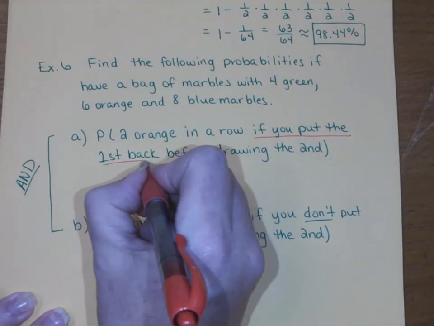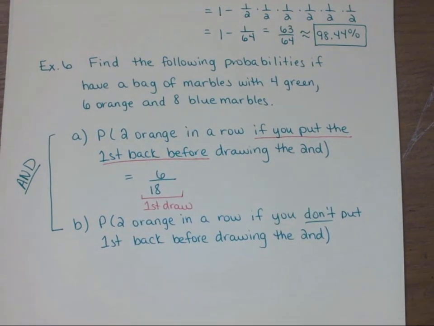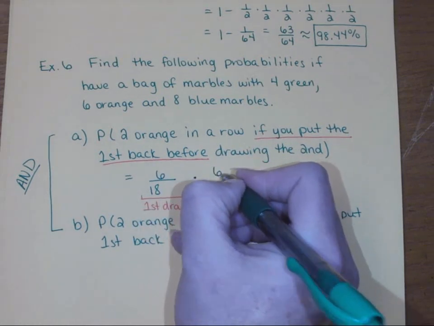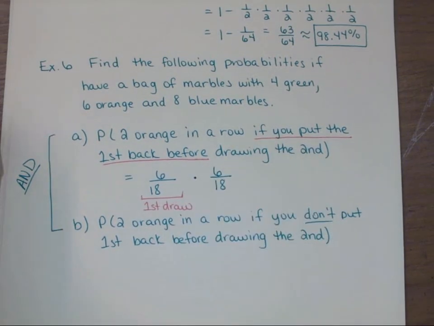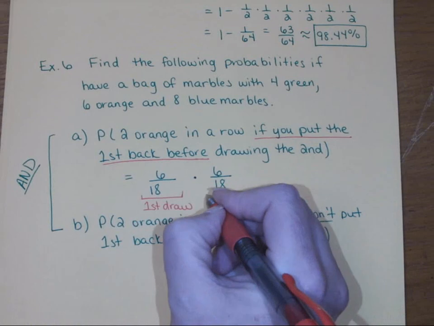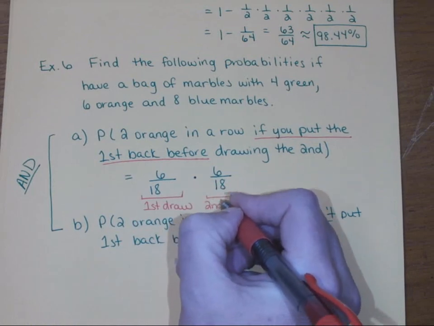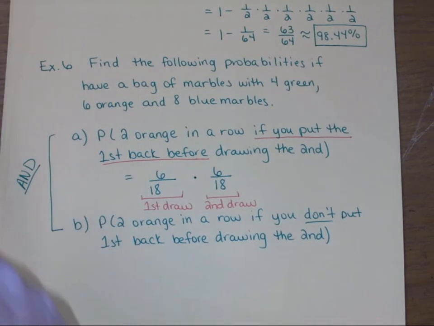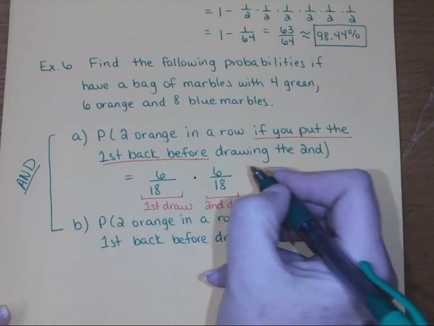Now I need to figure out the probability of my second draw, but notice that the point here is that we put the first marble back before drawing. So that means the probability of drawing the orange again, since we haven't changed the marbles at all, is still 6 out of 18. This represents the second draw. And notice I'm multiplying them as opposed to adding them because this is an and problem. It didn't say the probability of one being orange or the other. It said the probability of them both being orange.